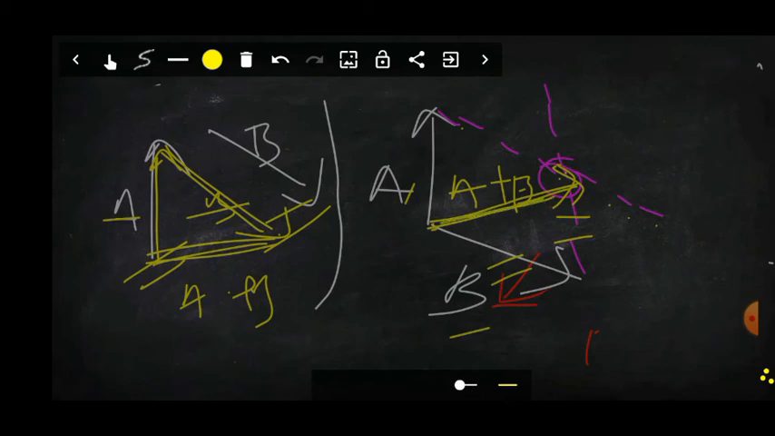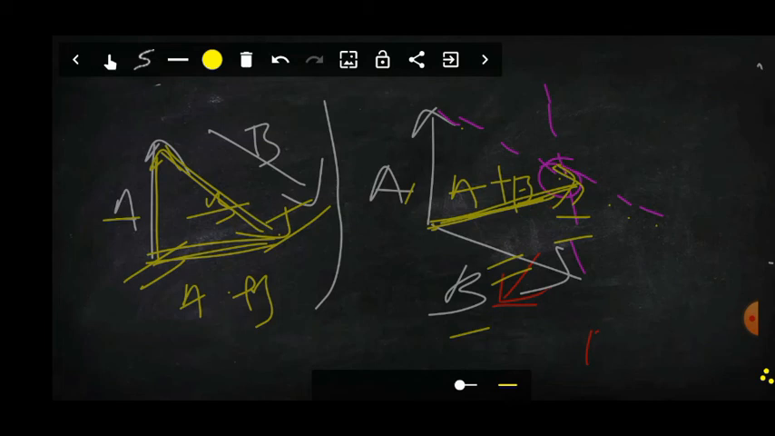This is the application of the parallelogram law of vector addition. Both vectors are connected at a common point, tail and tail joined, then construct a parallelogram, and the diagonal joining the tail and tail joint point gives the resultant. Okay, that is the parallelogram law of vector addition.